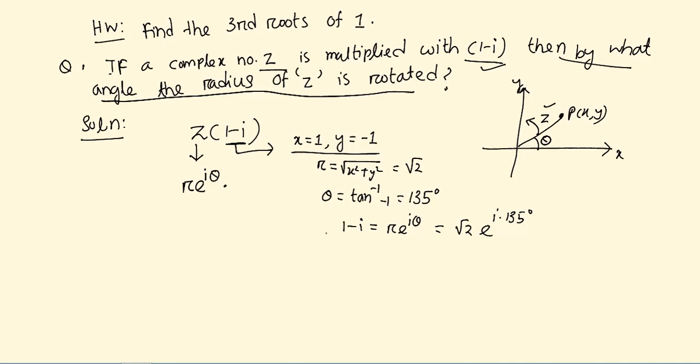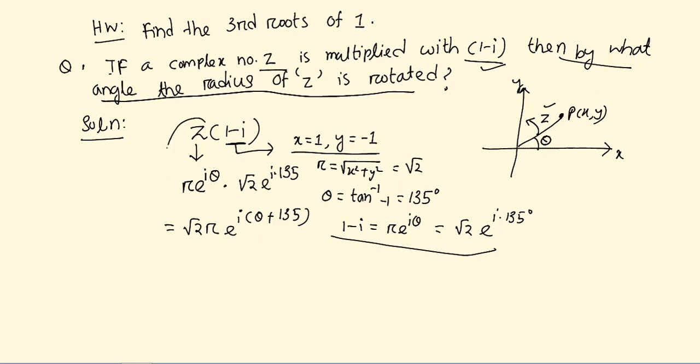So now let's put this value here. We will have root 2 e to the power I into 135 degree. So this is equal to root 2 r e to the power I theta plus 135 degree. So now see here, when the complex number z was here, the amplitude of z was theta. Now when complex number z is multiplied with 1 minus I, the amplitude increases 135 degree.